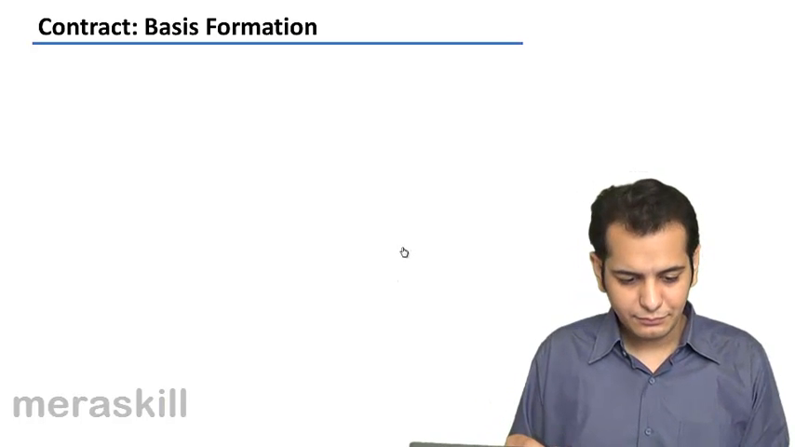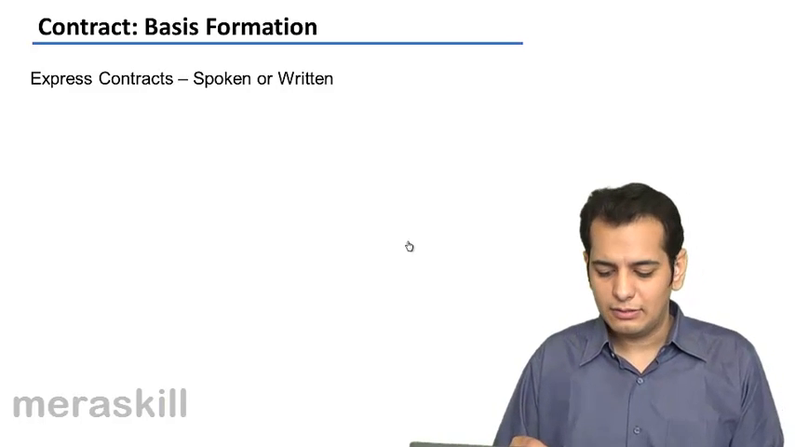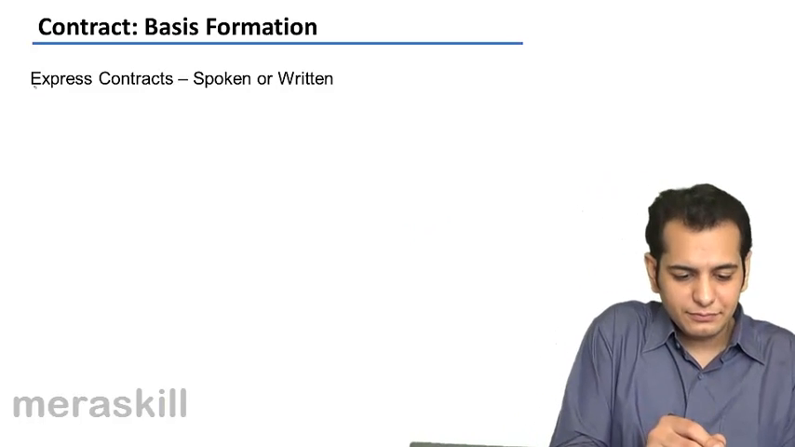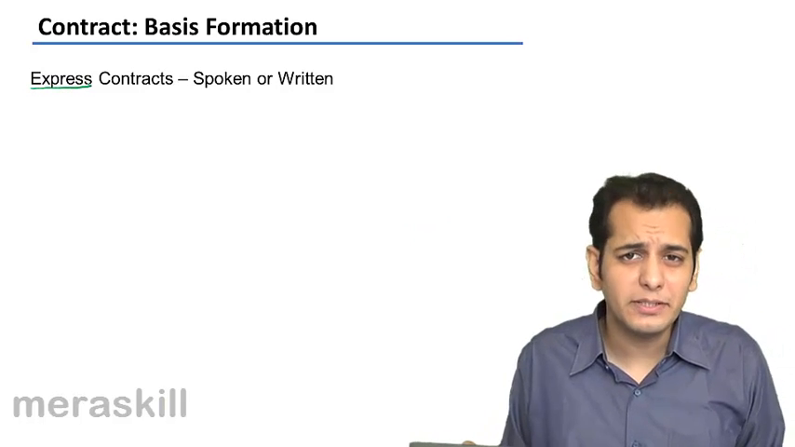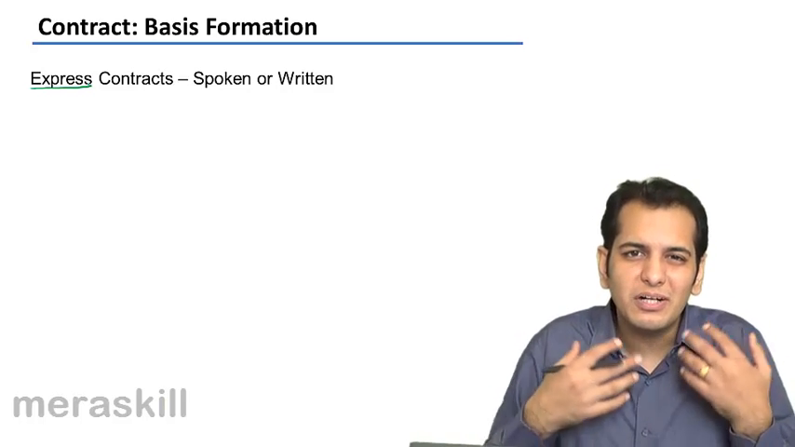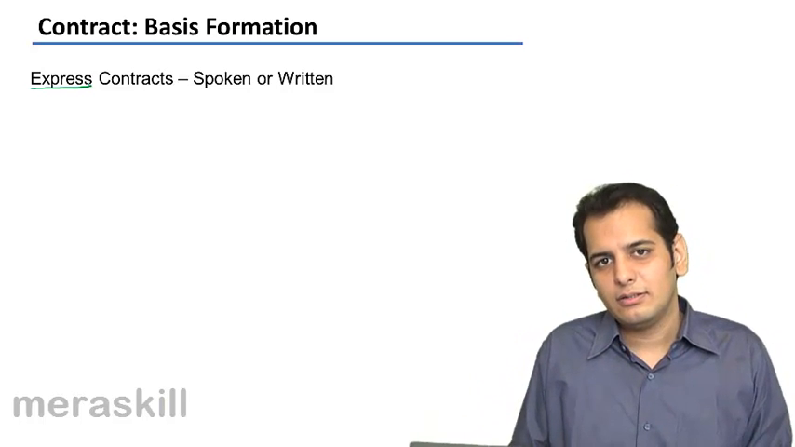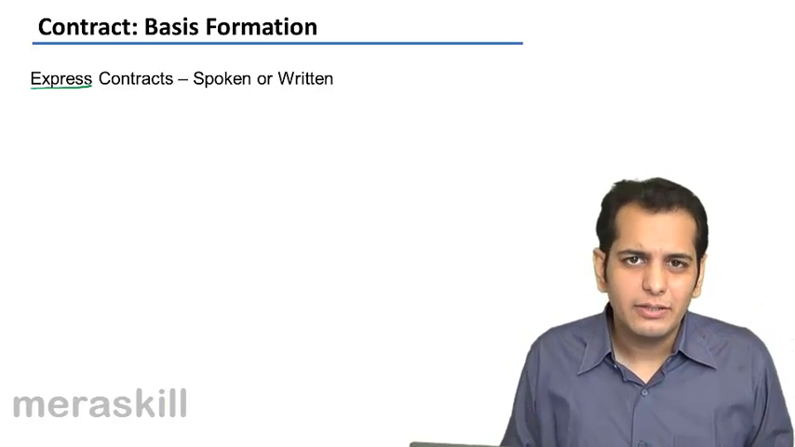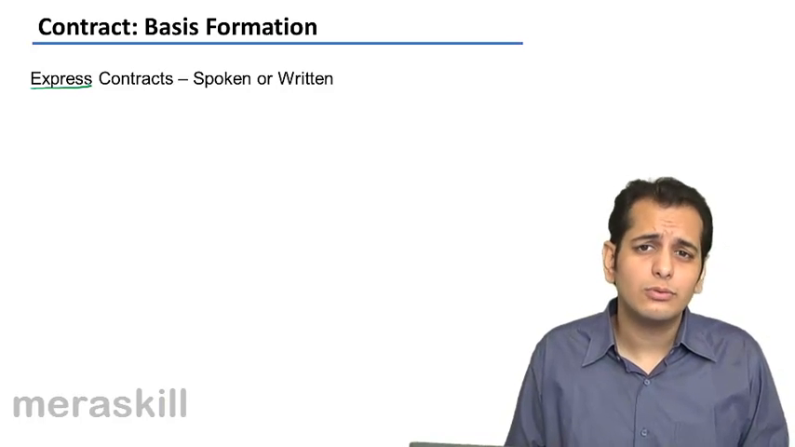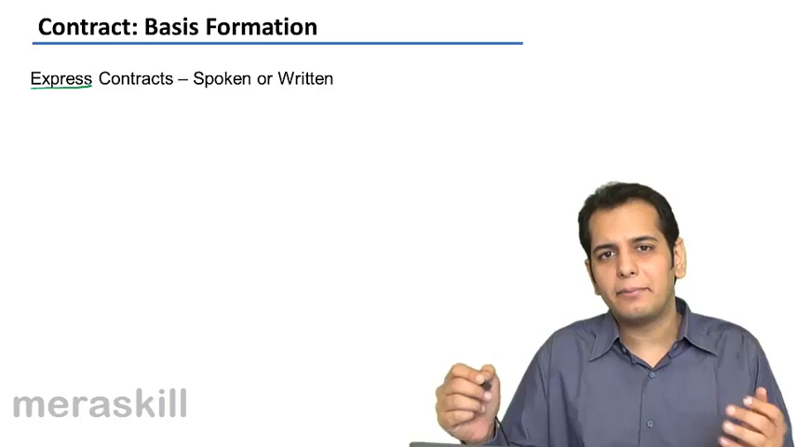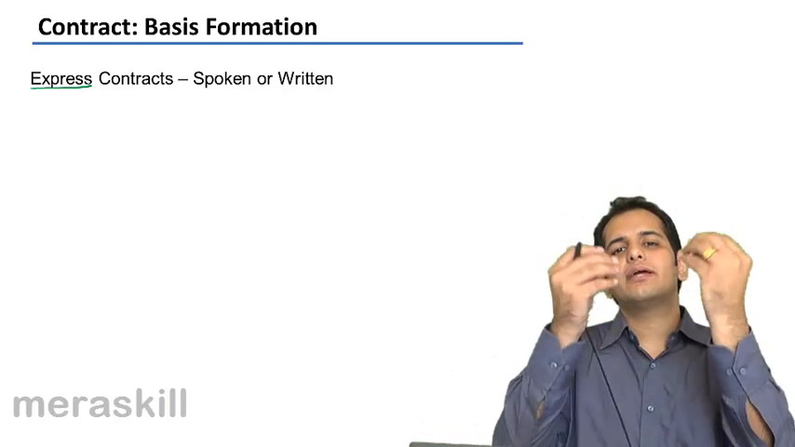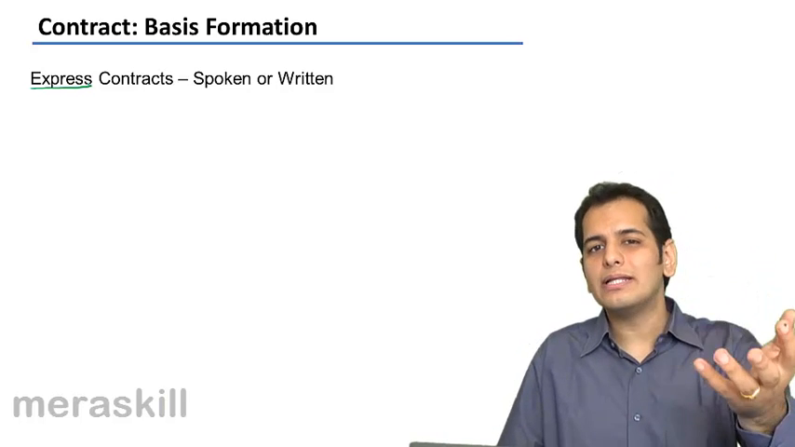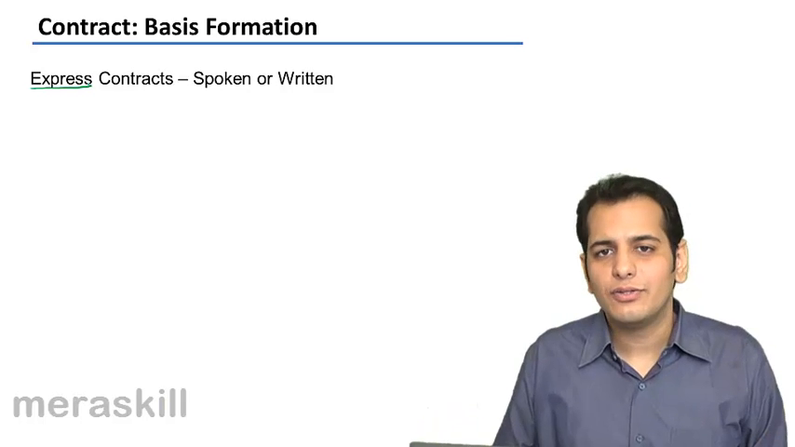Let's see. On the basis of formation, the first type is express contracts. What do you mean by express? Express means where you express, where you communicate, where you tell. Now, can you communicate without words? No, you can't. You can either communicate by writing something, or you can communicate by telling somebody something. So you either orally communicate or you communicate in the written form.